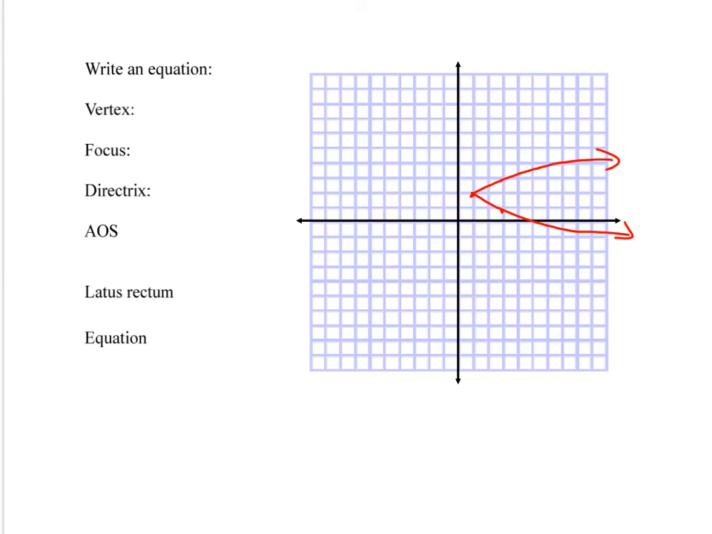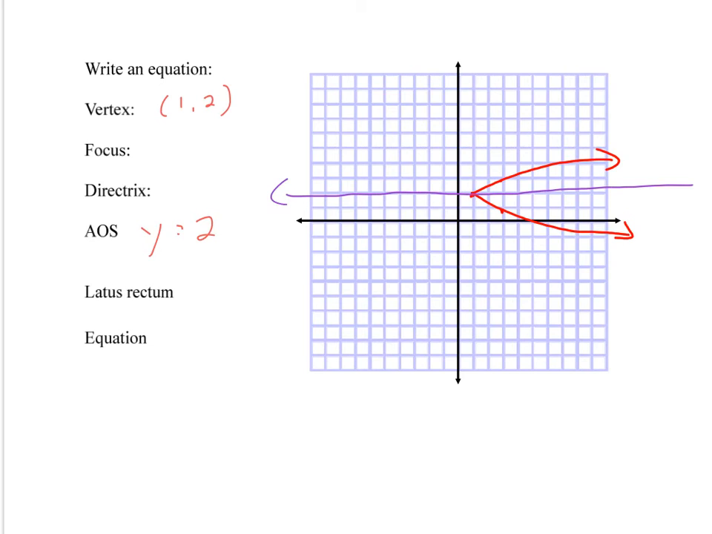I need to figure out my P. My axis of symmetry is actually, I know what that is. That's this line right here. It's the horizontal line that goes through the vertex, so it's going to be y equals 2. And we're going to have to figure out what our P is to figure out this other stuff. So let me write in what I know right now. My vertex is at 1, 2. My axis of symmetry is y equals 2. It's the horizontal line right here in purple.